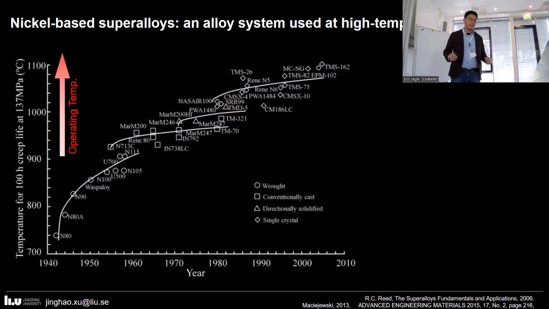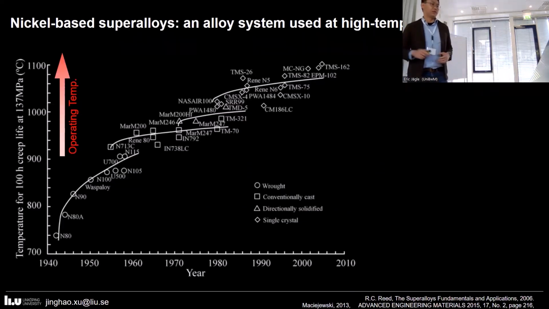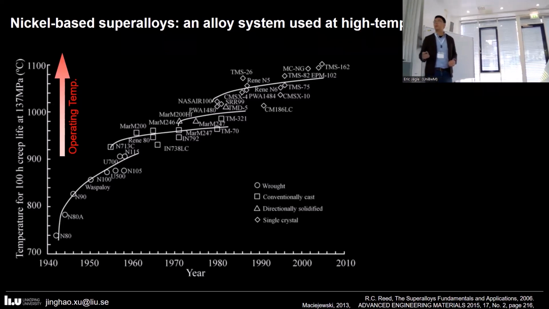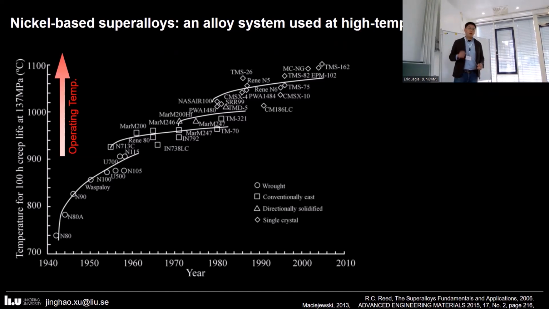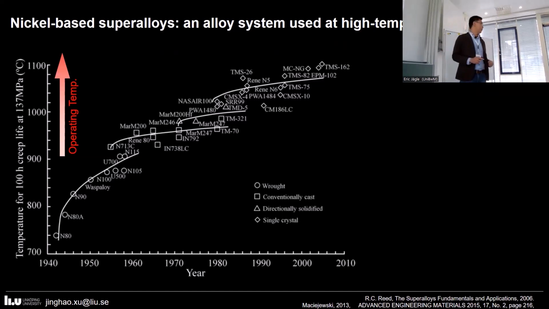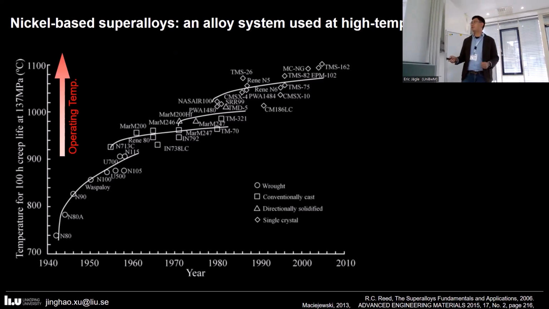So what is the nickel-based superalloy? This is the alloy system used at very high temperature, for example, in turbine blades, where creep property is one of the most used indicators for these materials. The temperature for a hundred hours of creep life at a certain load, as a function of the year of development, shows that the material's operating temperature capacity has increased a lot, for example, from 700-ish to 1100-ish or even more.